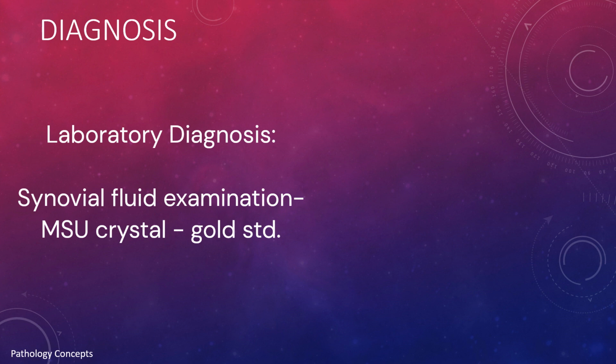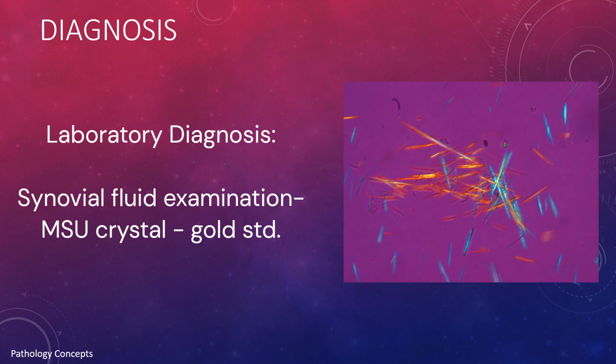Synovial fluid examination. Monosodium urate crystal identification remains the gold standard for gout diagnosis. The presence of MSU crystal in synovial fluid obtained from affected joints or bursas is visualized by direct examination of the fluid sample using compensated polarized light microscopy.